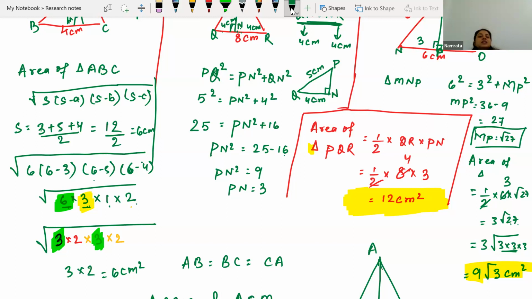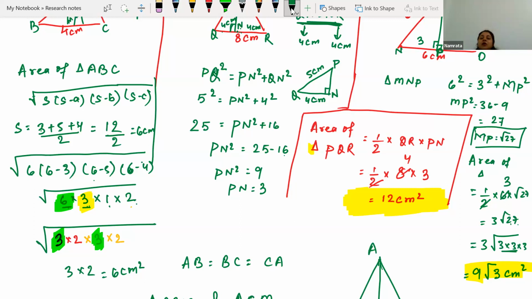So Heron's formula is applicable for scalene triangle only? No, Heron's formula is applicable for any kind of triangle. Any triangle where all the sides are known, we can go ahead and use Heron's formula. What about the older formula, 1 by 2 into base into height? That formula we can apply only at such places where we already know the height or it is possible to calculate the height.